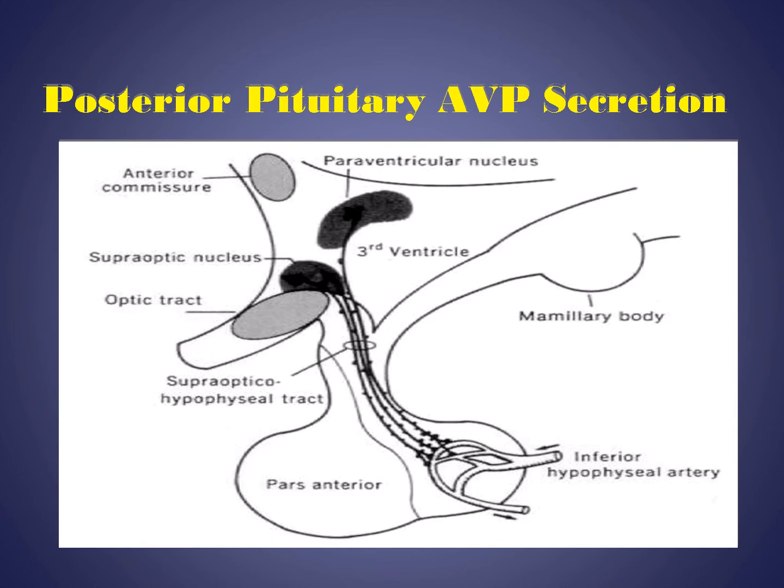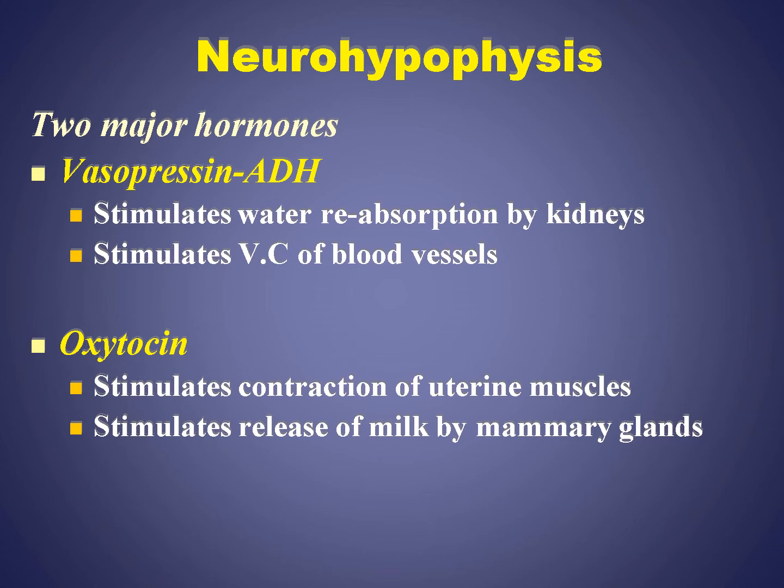Now we are going to discuss posterior pituitary defect, and specifically we will concentrate on AVP, arginine vasopressin secretion defect, or antidiuretic hormone defect, because we all know that oxytocin is irrelevant during the childhood period. The posterior pituitary gland or lobe, which is called the neurohypophysis, secretes two major hormones, which are vasopressin or ADH and oxytocin. We will concentrate on vasopressin and ADH because oxytocin is irrelevant during childhood.